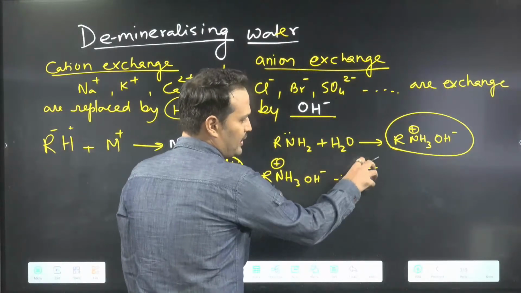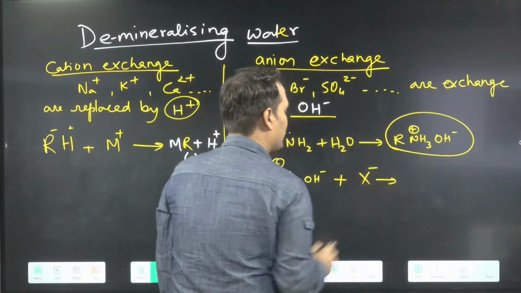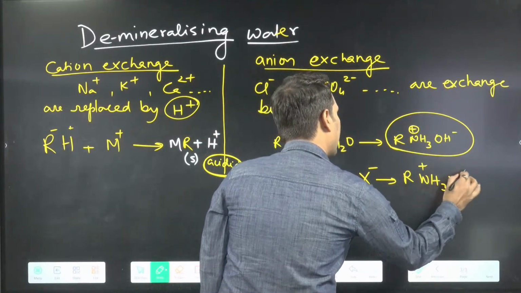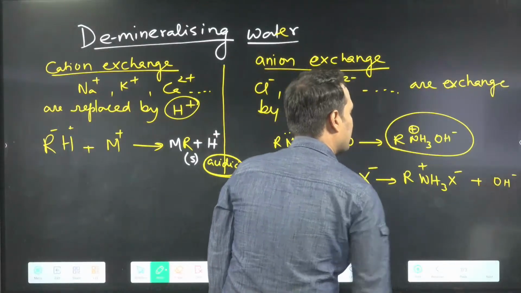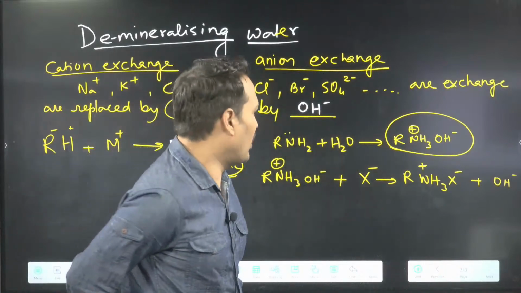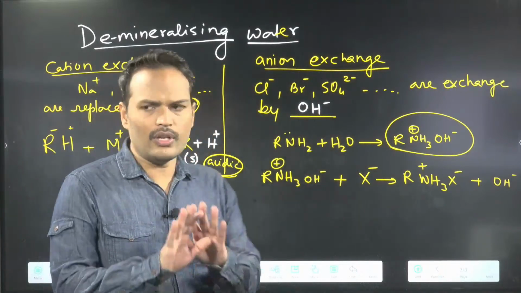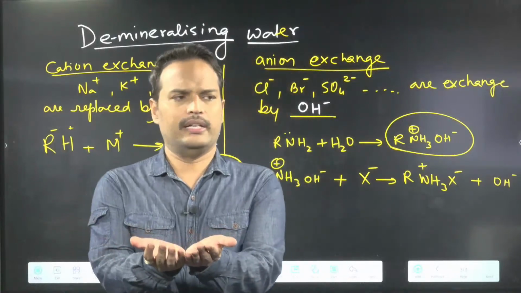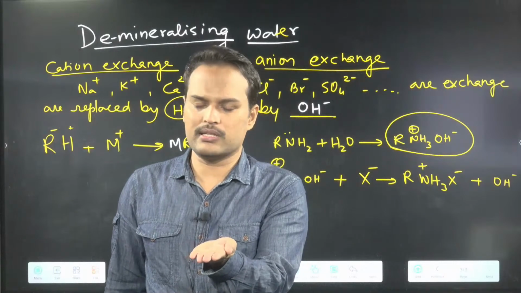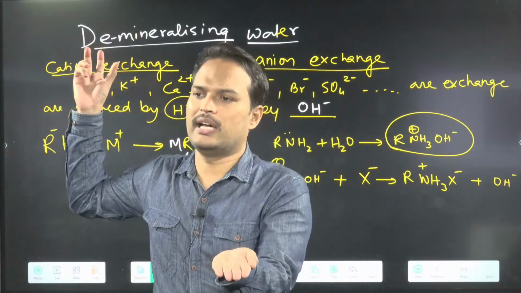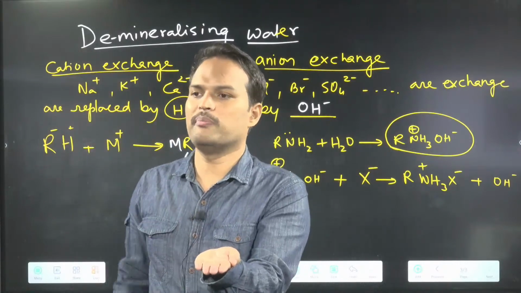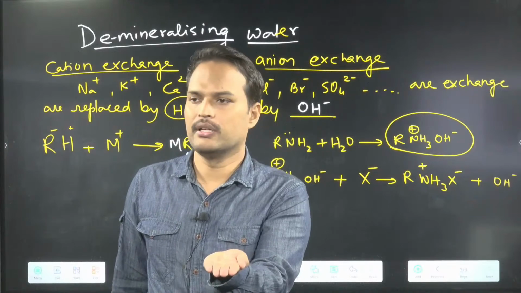So what will happen now? This OH minus will replace this X minus. So what is the product? Can you tell? RNH3 plus X minus. OH minus is in the solution. So see the logic of what we have done till now. It is a simple method. In my hand there was mineral water containing Na plus. So I removed Na plus with the help of R and put H plus there. The solution became acidic. Clear?